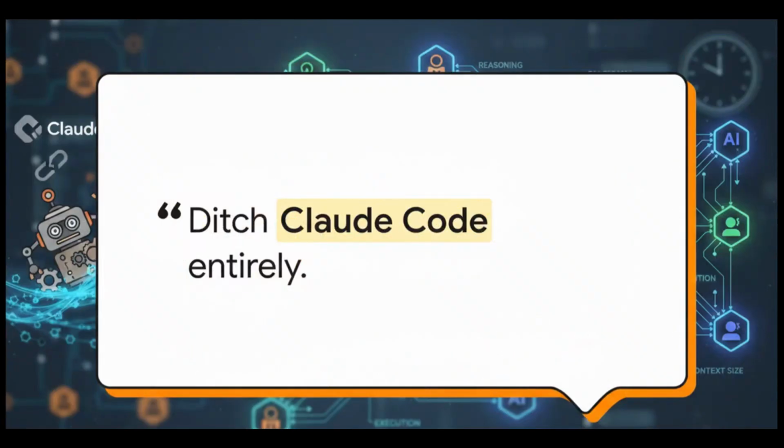But the absolute crucial point I want you to take away from this explainer is this. The real reason to make the switch isn't just the free credits, as amazing as they are. It's stepping into the future of development. Ditch Claude code entirely. Single model agents are rapidly becoming outdated, guys. The future belongs to multi-agent development, where tasks are dynamically routed based on reasoning, execution capabilities, and context size.